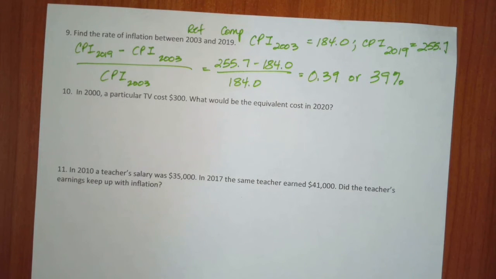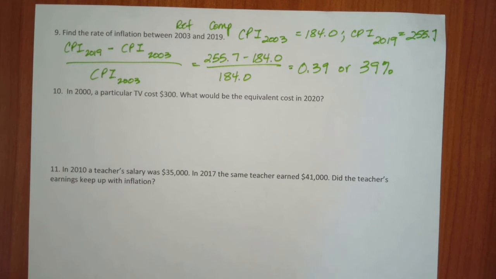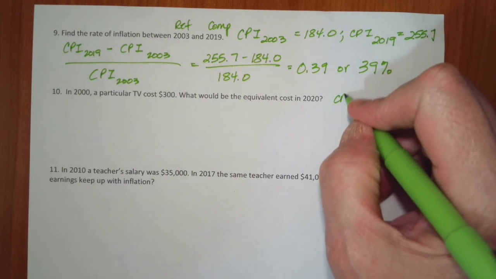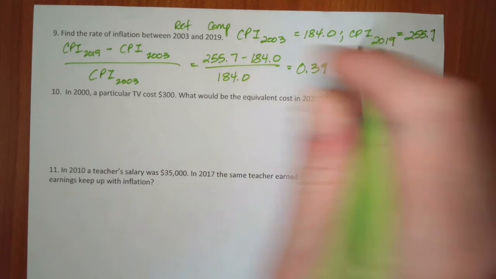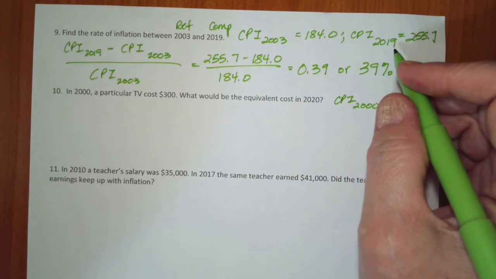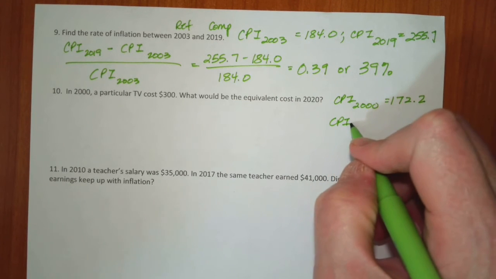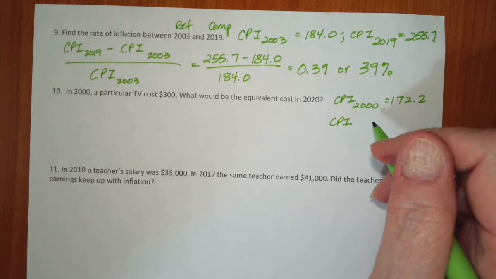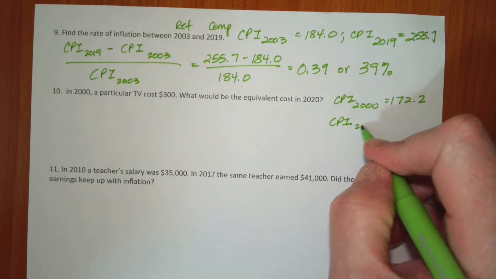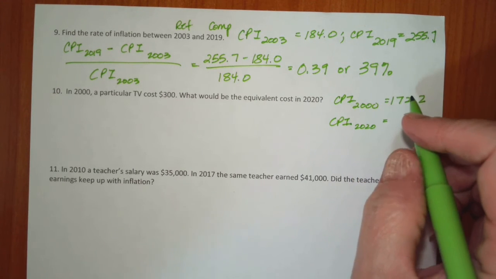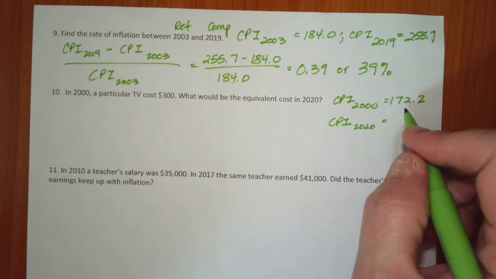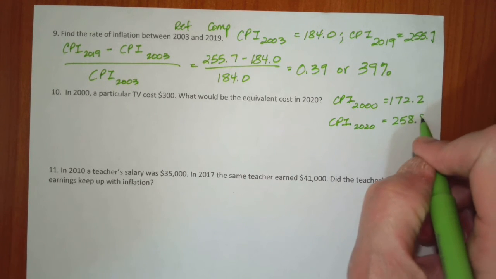All right, in 2000, a particular TV cost $300. What would be the equivalent cost in 2020? Okay, well, once again, I'm going to have to find my CPIs. So the CPI in 2000, and I'm just taking this from the chart, is 172.2, and the CPI in 2020 is going to be 258.8.